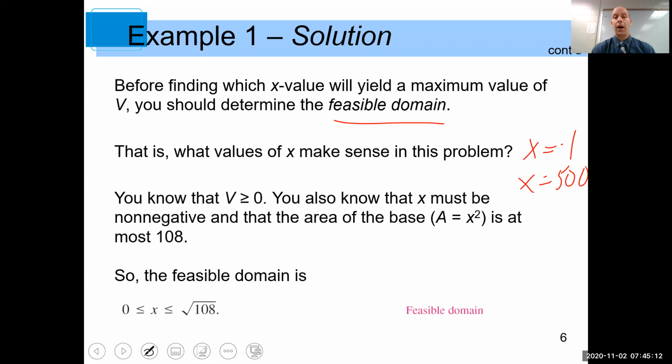I'll let you play with this, but hopefully you can figure this out on your own. We need to make sure that we are within the actual restraints of this particular surface area, which is 108. So hopefully with a little bit of work, you can determine that x has to be at least 0. And technically, I'd even argue it can't be 0. And it has to be less than the square root of 108. Otherwise, that surface area of 108 is not possible.